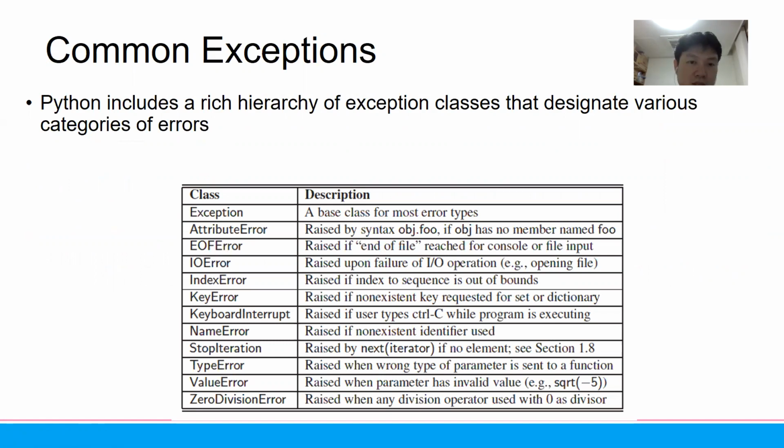So Exception is the base class for most error types, and after Exception, there are also subclasses like AttributeError, EOFError, IOError, and so on. So depending on the type of the error, you can check what error message you want to show.